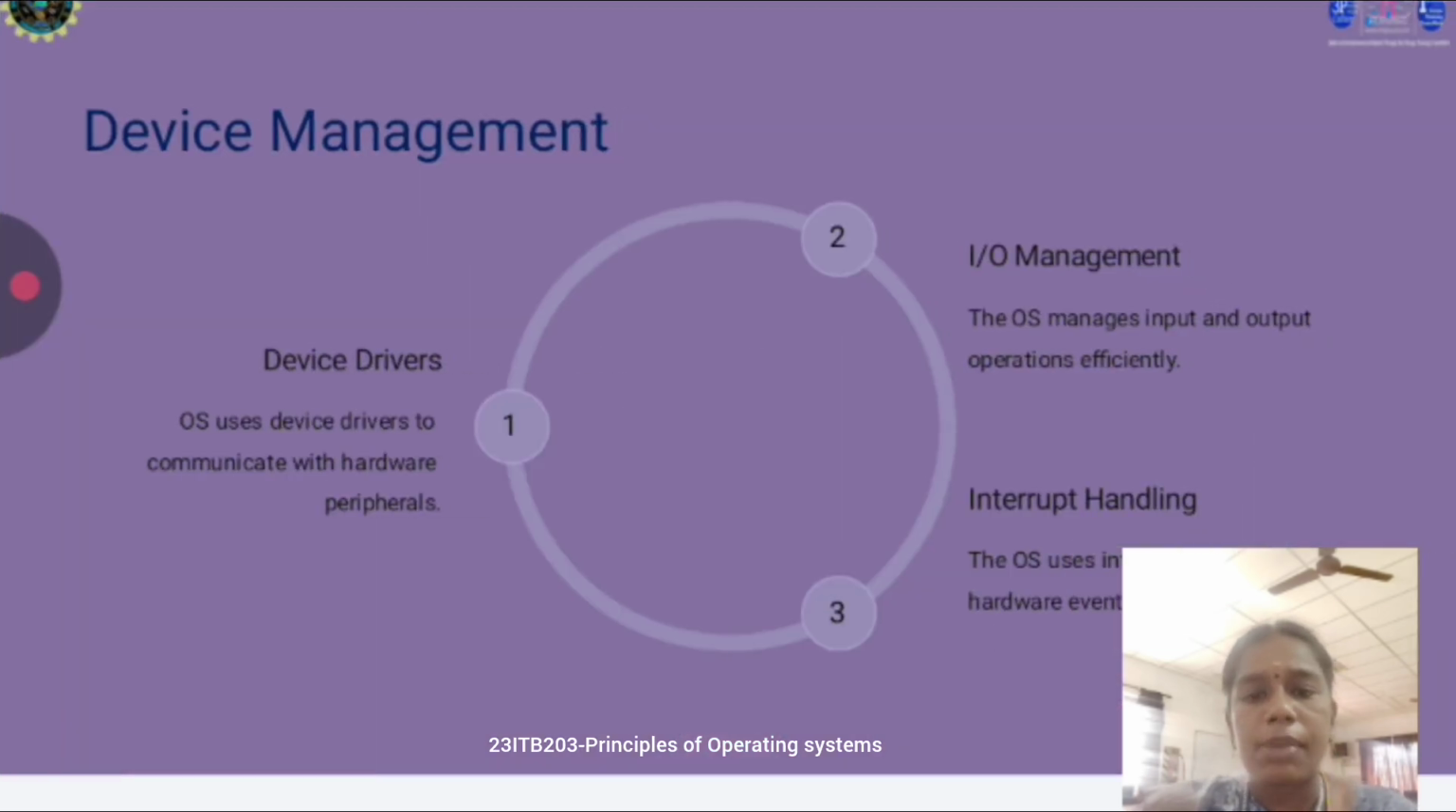Next one, device management. In device management, we have three types. First one, device drivers, then input output management, and then interrupt handling. In device drivers, the OS uses the device drivers to communicate with the hardware peripherals. Second one, input output management. The OS manages the input output operations efficiently. Third one, interrupt handling. The OS uses the interrupt handling for the hardware events.